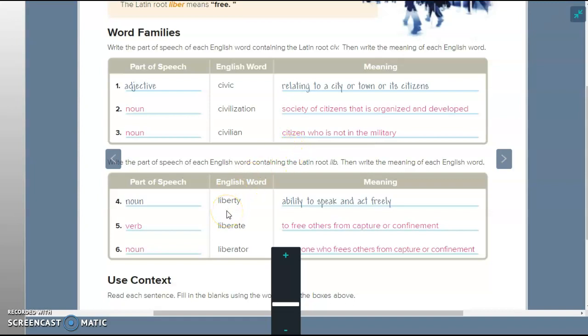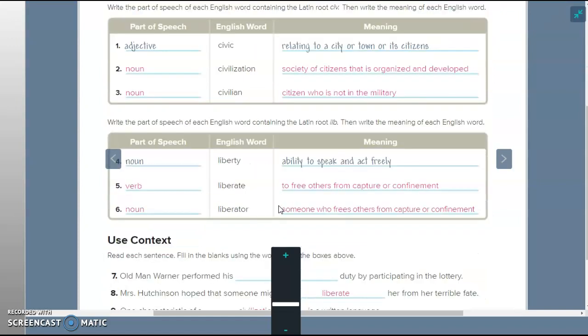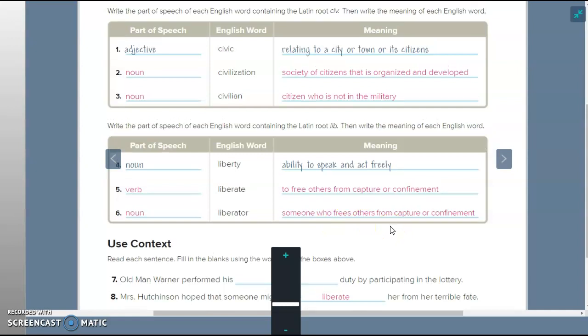Now we move down here to liber. Liberty is a noun, and that's the ability to speak and act freely. We have that in our Pledge of Allegiance, right? With liberty and justice for all. So liberty, the ability to speak and act freely. Liberate is a verb. If you liberate someone, you free others from capture or confinement. And the word liberator is someone who frees others from capture or confinement.